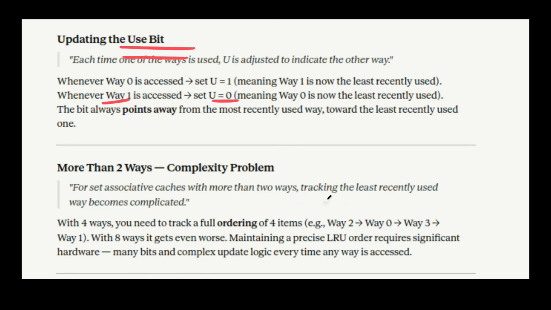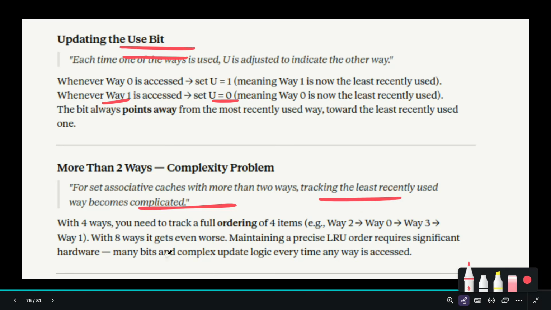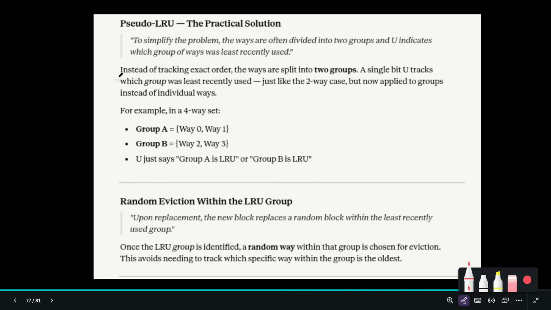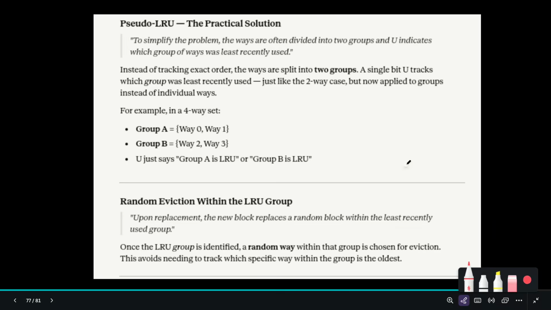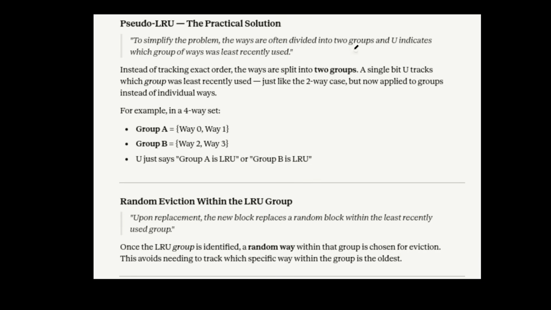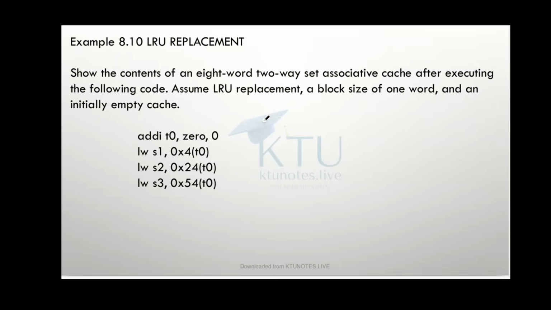If there are more ways, tracking the least recently used is very complicated. Maintaining a precise LRU order requires significant hardware, many bits and complex update logic every time we want to access. So to simplify this problem, the ways are often divided into two groups, and U indicates which group of the ways was least recently used.